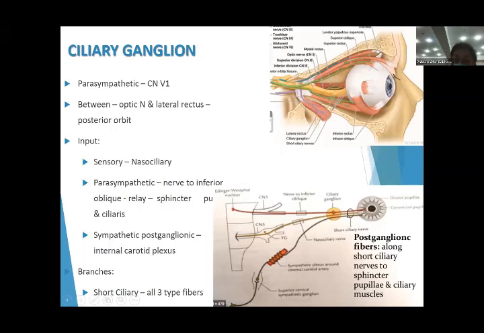Of all three fibers, parasympathetic, sensory, and sympathetic, they all run together and make up the short ciliary nerve. ये जो sympathetic fibers हैं ना, ये पास तो करते हैं short ciliary nerves में से, लेकिन ये sympathetic fibers जो हैं, they go and supply the blood vessels. They are for the supply of the blood vessels. So short ciliary में से तीनों किस्म के fibers पास कर रहे हैं.